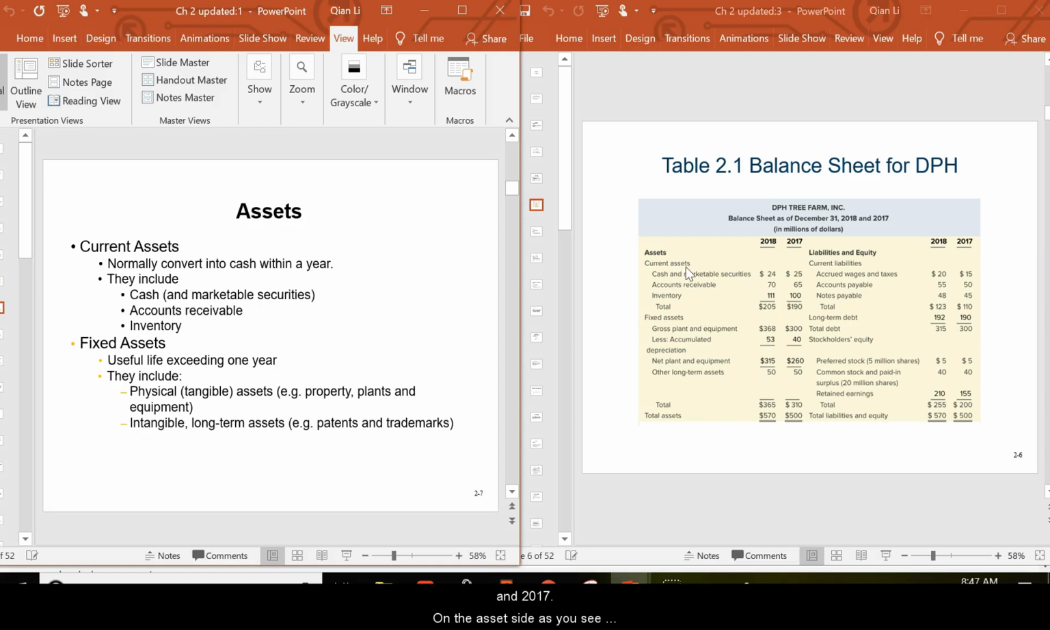On the asset side, we have current assets and fixed assets. Current assets are usually assets that can be converted into cash within a year, and they usually include cash, marketable securities, accounts receivable, and inventory. Fixed assets usually have a life of more than a year, and they include physical assets such as plant, property, and equipment, also called PPE. We also have intangible and long-term assets such as patents and trademarks.